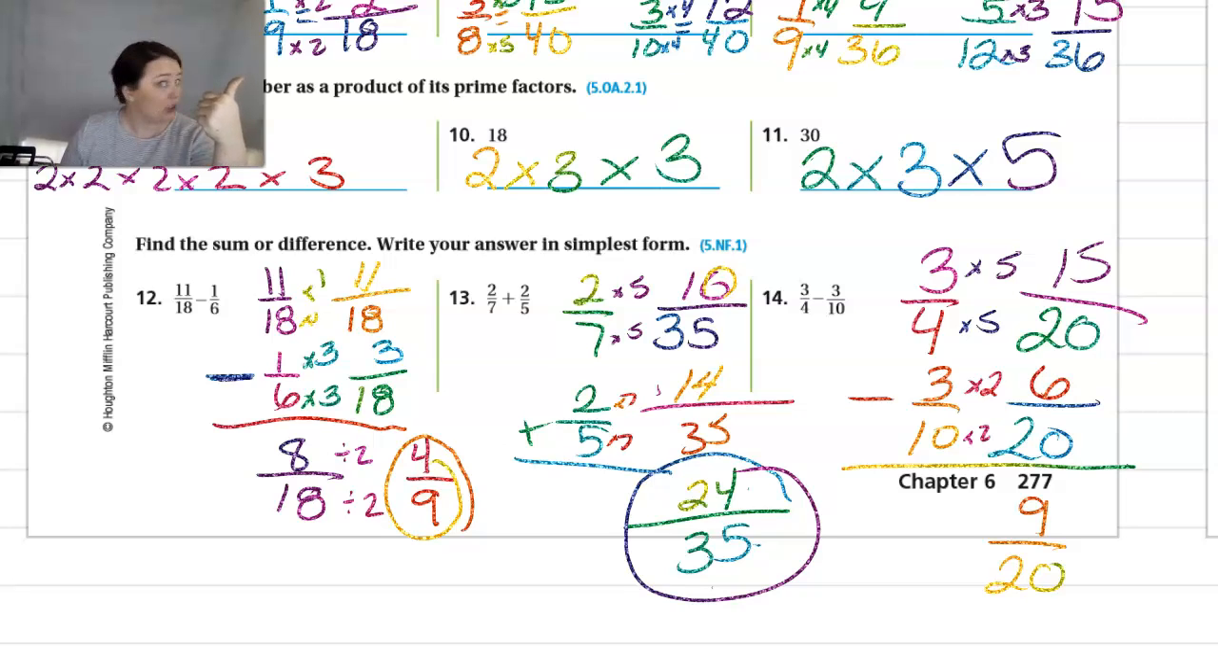Are they both even? No. Can I divide by 3? No. 5? No. 7? No. 11? No. Most likely it's simplified.